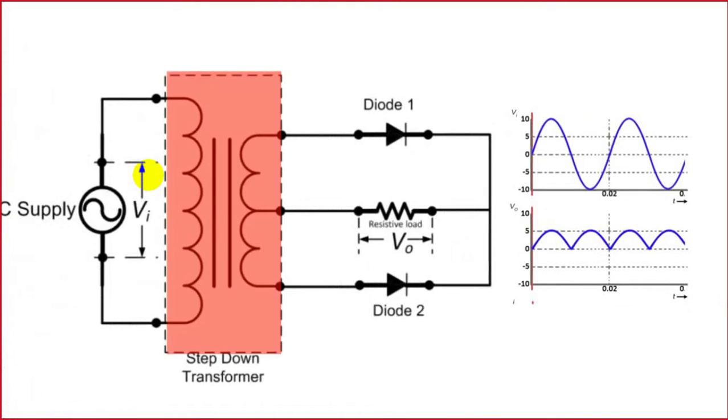This is the step-down transformer. We do the step-down depending on our voltage requirement at the output. And 2 diodes have been used, diode 1 and diode 2. And this is the load. If you look at the center of the output side of the transformer, there is a center tap. This is the center tap. The load is connected to the center tap.